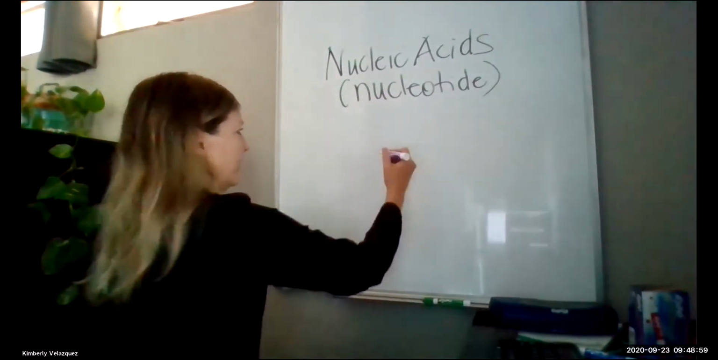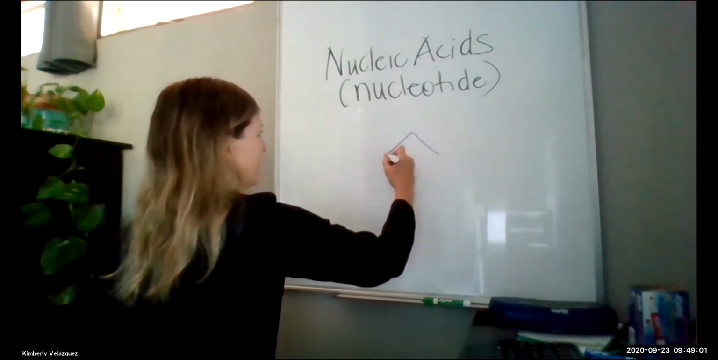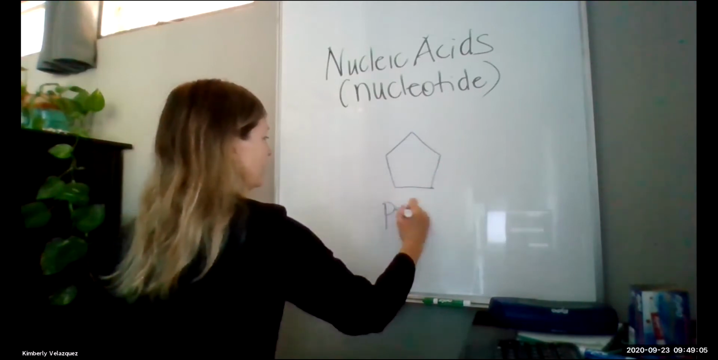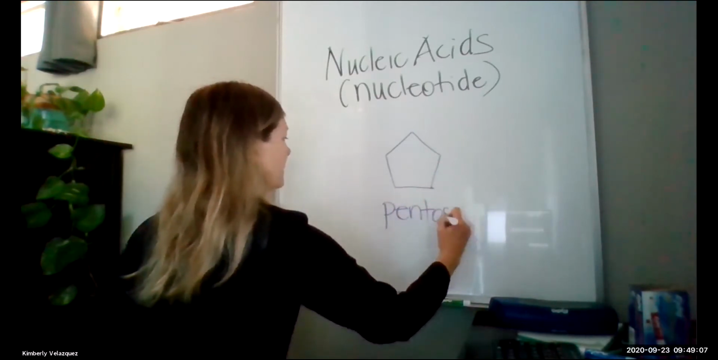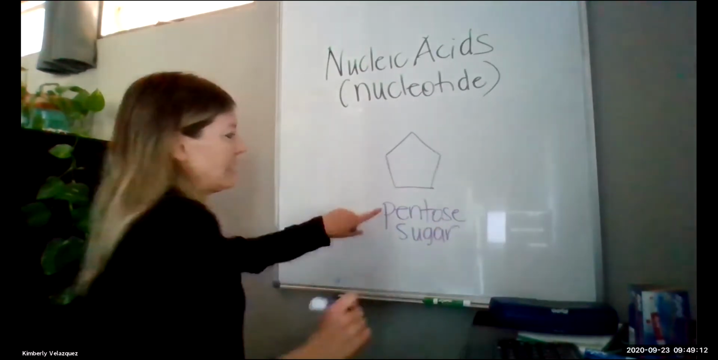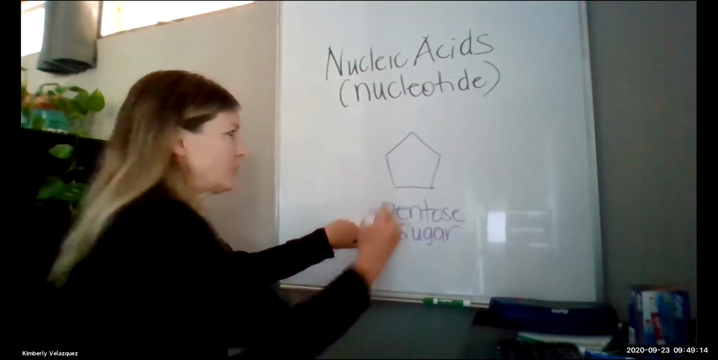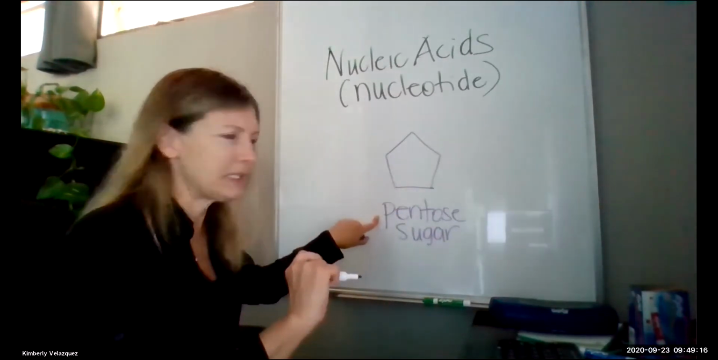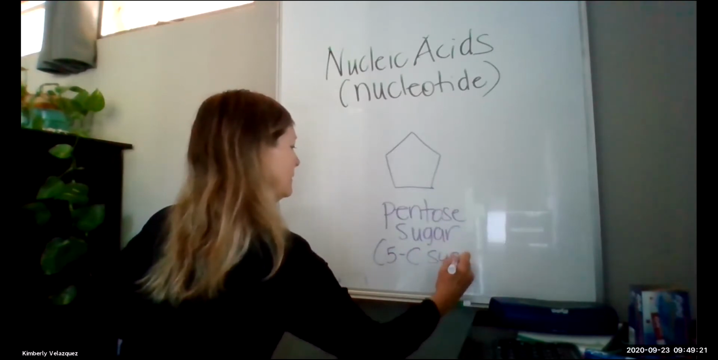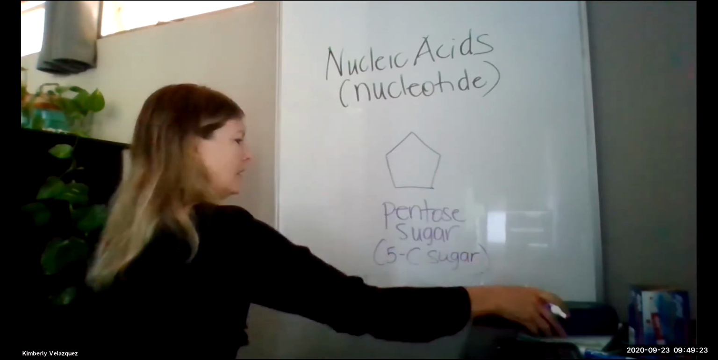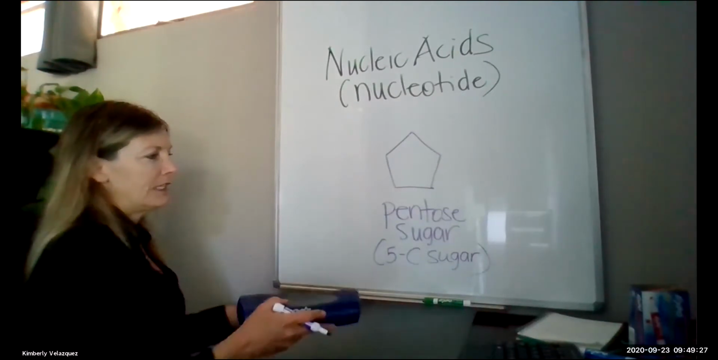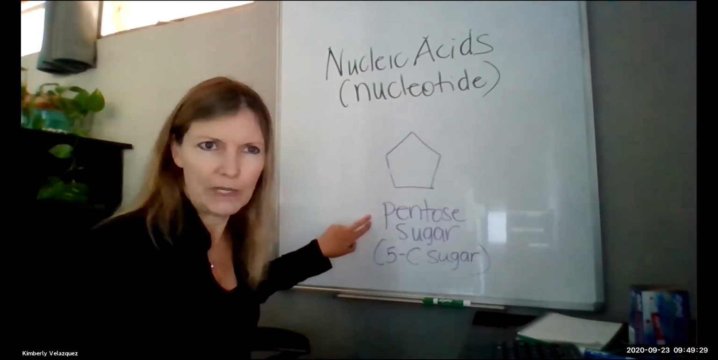Okay, we start with a 5-carbon sugar called a pentose sugar. So a pentagon has 5 sides. Each one of those sides represents a carbon. So this is a 5-carbon sugar. And depending on which nucleic acid you were talking about, it's really just one of 2 pentose sugars.